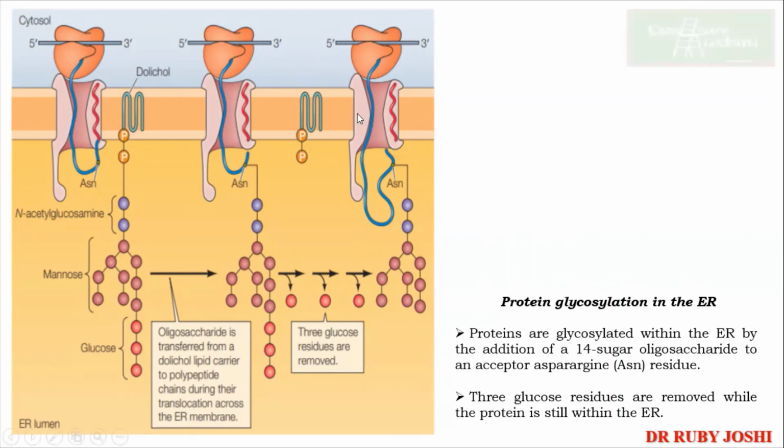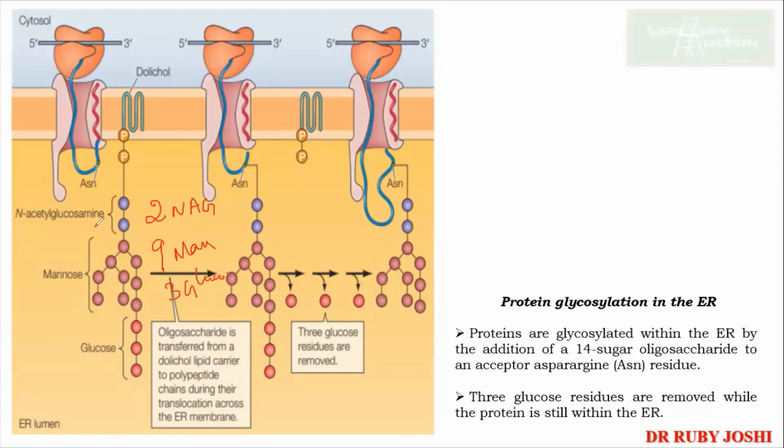The first step which happens in the glycosylation is that from the dolichol, this portion, it will get transferred to your asparagine. So what do we see? We have 2 molecules of N-acetylglucosamine, 9 molecules of mannose and 3 molecules of glucose. This is something which you need to remember. Again, I repeat, 2 molecules of NAG, that is N-acetylglucosamine, 9 of mannose and 3 of glucose.